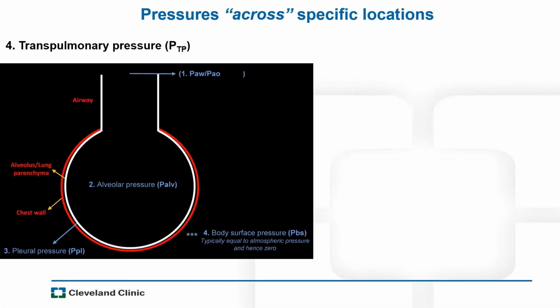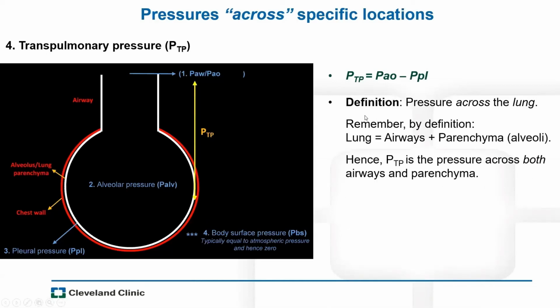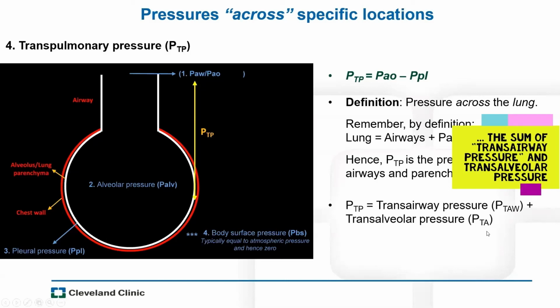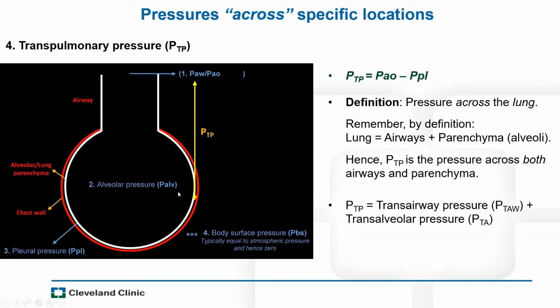And finally, number 4, we have transpulmonary pressure now. This was the one where we had to do 1 minus 3, remember? It's the pressure across the entire lung, so airway plus parenchyma, right here. So airway pressure minus pleural pressure, that's your transpulmonary pressure. So the definition of this is the pressure across the lung. And this is the sum of airway pressure and transalveolar pressure. So it's the sum of this pressure right here and the pressure difference between alveolus and the pleural pressure.